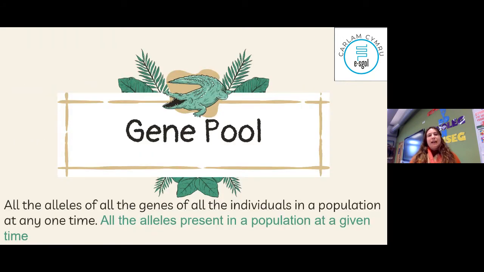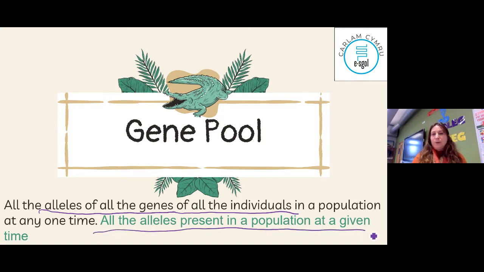So we're going to move on to looking at the gene pool. So the gene pool means all of the alleles of all of the genes of all of the individuals in a population at a given time. So it's looking at every individual, looking at their genes, and looking at every allele that they have. So all the alleles present in a population at a given time is the gene pool.